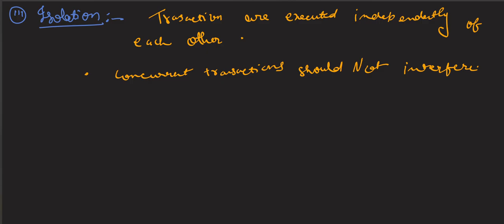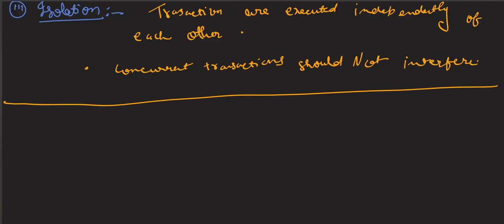So the next one is durability. The third one is, let me write down the third point, which is durability. Okay. So now what does durability mean? Once a transaction is committed, the changes are permanent even if the system crashes.